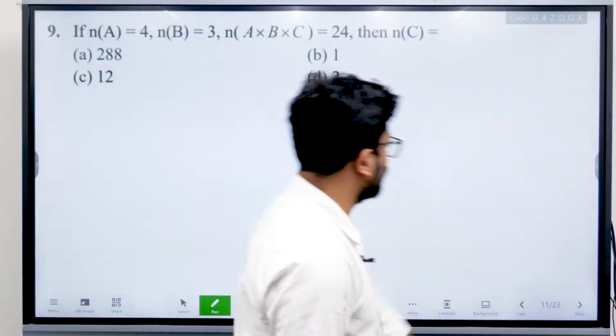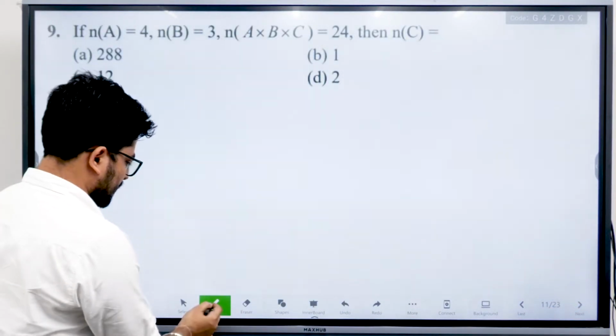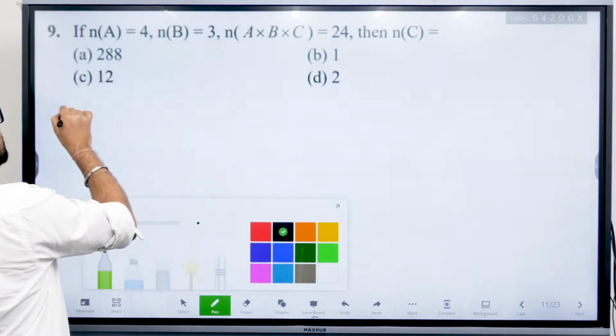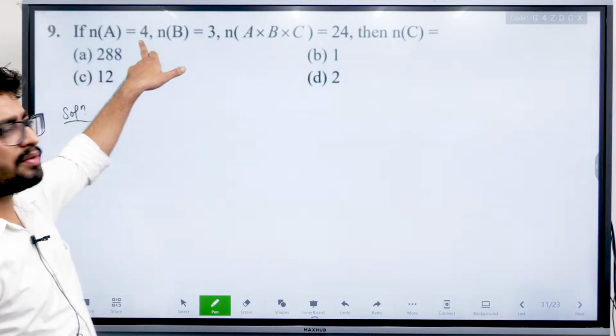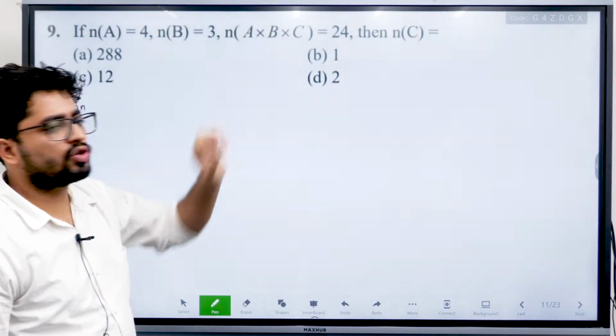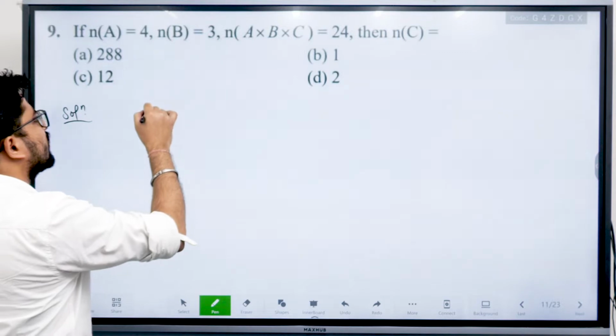Now let's do the next one. That's a simple question. The number of elements in A is 4, in B is 3, and in A cross B cross C is 24. Find the number of elements in C.